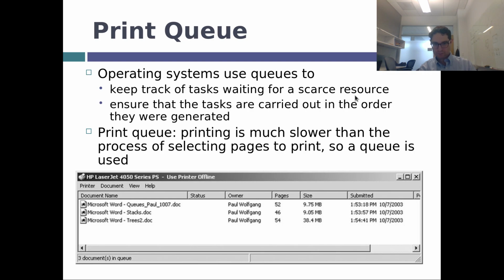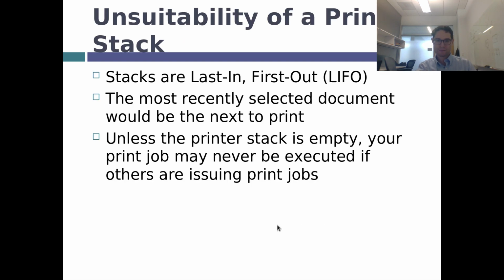One common thing you may see, especially in libraries, is a print queue. Printing is slower than actually saying I want to print that, so a queue is used saying that we need to print this 52-page document first, then this 46-page document, then this 54-page document. So these are first in, first out.